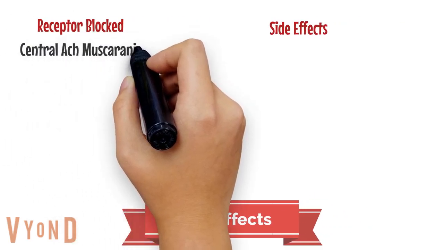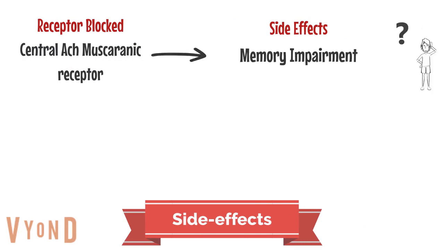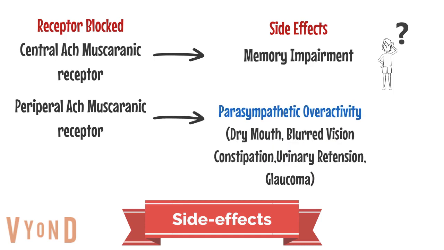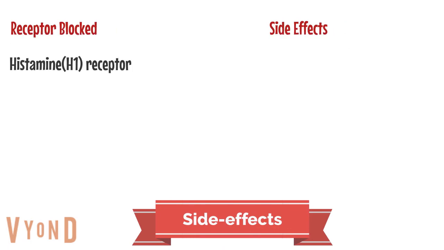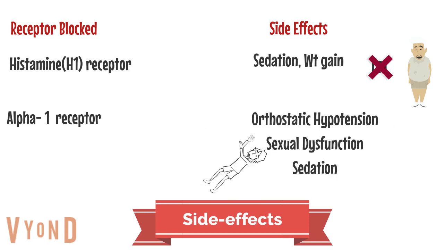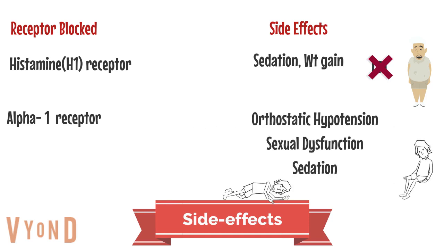Inhibition of central acetylcholine muscarinic receptors by TCA causes memory impairment, whereas peripheral anticholinergic inhibition will result in parasympathetic overactivity such as dry mouth, blurred vision, constipation, urinary retention, glaucoma. TCA inhibition of H1 histamine receptors results in sedation and weight gain, thus it is best avoided in patients with diabetes mellitus. Lastly, inhibition of alpha-1 adrenoreceptors will manifest as orthostatic hypotension, sexual dysfunction and again, sedation. So, in general, we could say that TCAs are pretty sedating medications.